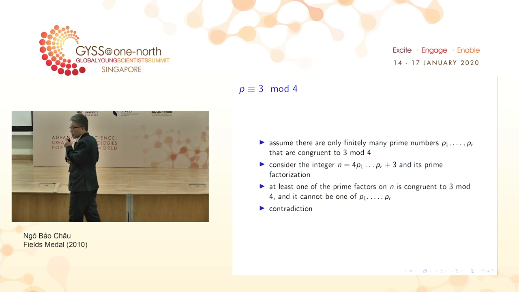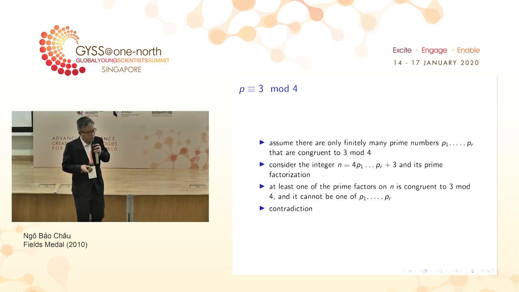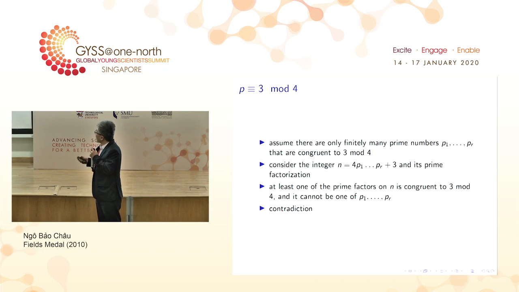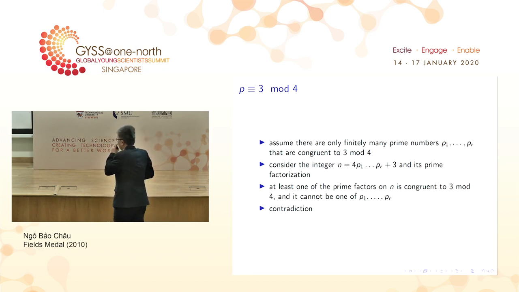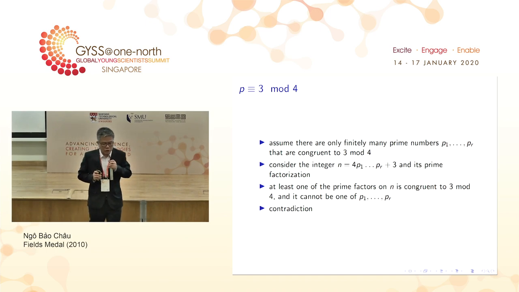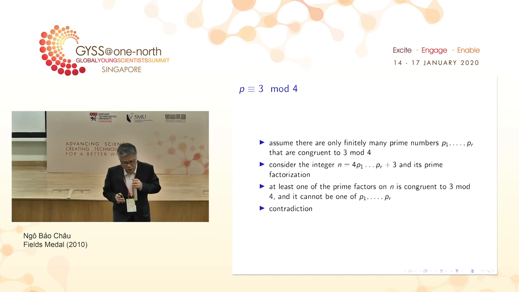But if this one is not a prime number, then again it's a factorization problem. Just factorize it. And I claim that at least one of the prime factors has to be congruent to 3 mod 4. If all of them were congruent to 1 mod 4, the product would have to be congruent to 1 mod 4 also. So one prime factor of n has to be equal to 3 mod 4. And that one cannot be in this list, because we have ruled it out. That will be a grand contradiction. So infinitely many primes congruent to 3 mod 4 can be proven in exactly the same way as the infinitude of primes.